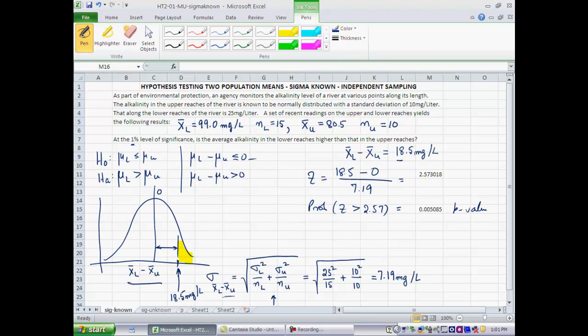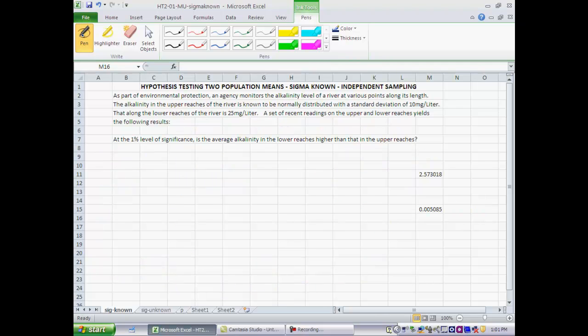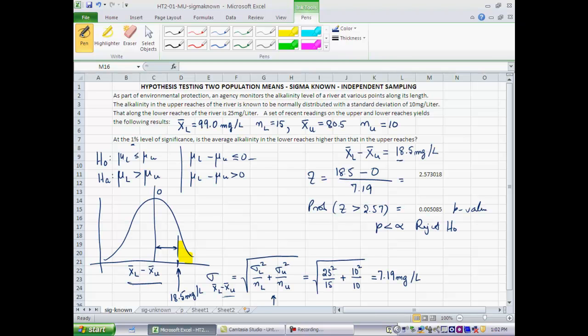Since p is less than alpha, I reject the null. Final conclusion: if I am willing to accept a 1% chance of making a type 1 error, I will conclude that the average alkalinity level in the lower reaches of the river is in fact higher than the average alkalinity level in the upper reaches of the river. The method that we have just used here is the p-value method. If you use the critical value method, you would end up with the same result, except that you would have to compute the critical value.